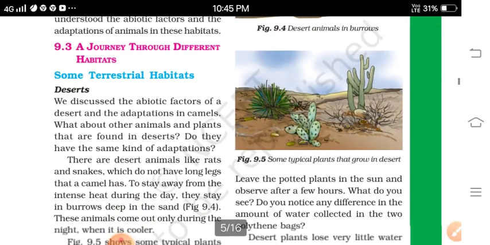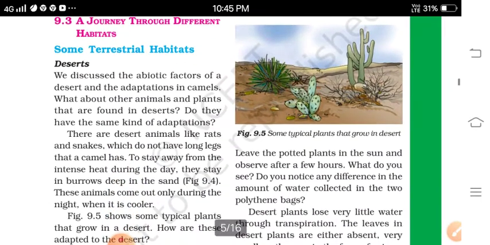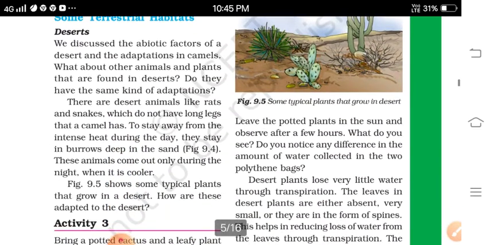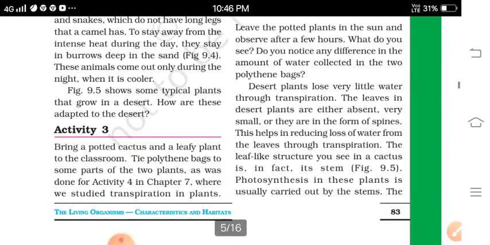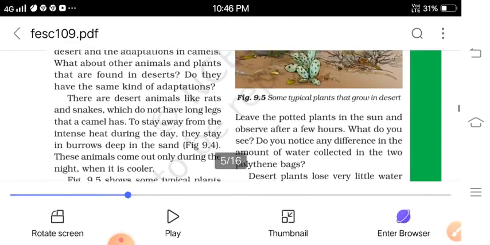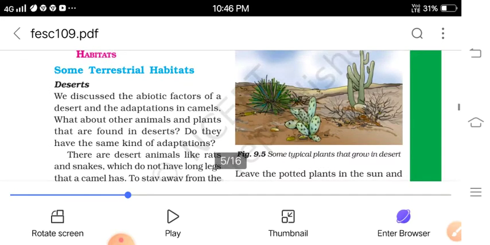Now a journey through different habitats. Some terrestrial habitats: the desert. We discussed the abiotic factors of a desert and the adaptations in camels. As we know, a camel has a hump and long legs. And this is a cactus plant.